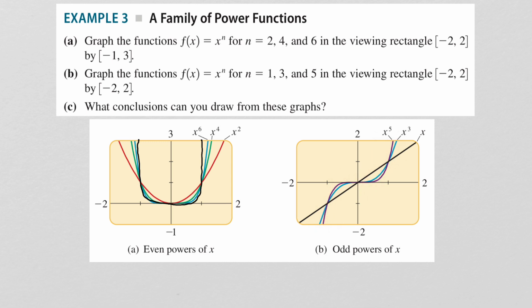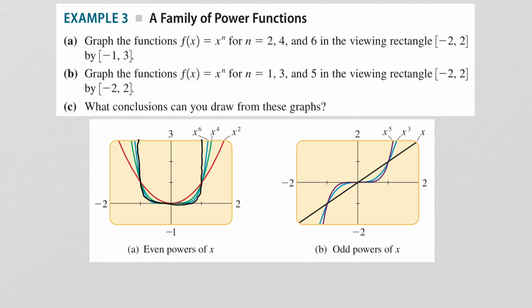Now, what conclusions can you draw from these graphs? Well, there are two really obvious things about these graphs. The even powers go up on both sides, don't they? Notice that there are no negative numbers for the even powers. That's because when you raise a negative number to an even power, you always get a positive number. However, on the other set of graphs for the odd powers, you'll see that the graph is going up on the right side and it's going down on the left side. And this is because when you plug in a negative number for x and you raise that to an odd power, you get a negative number, right?